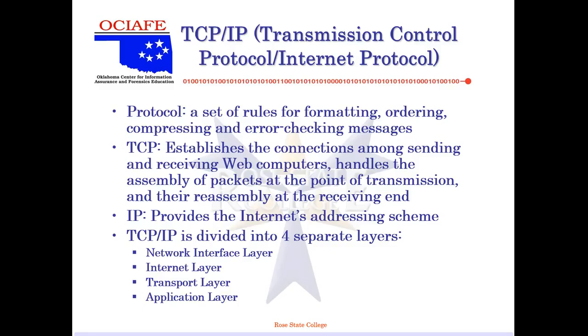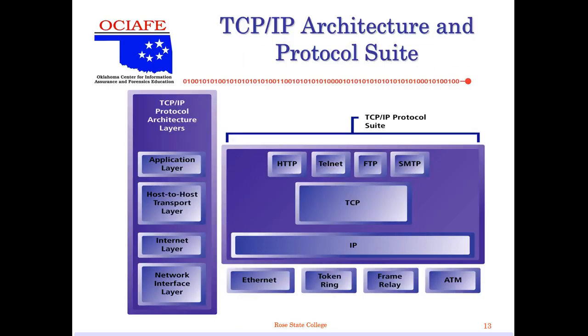The TCP/IP model is broken into 4 different layers: the network interface layer, the internet layer, the transport layer, and the application layer. Your network interface layer is basically your physical layer compared to the OSI model. Your internet layer is layer 3, your transport layer is layer 4, and the application layer is 5 through 7 of the OSI model. And that kind of gives you an idea of where the different protocols interlie.